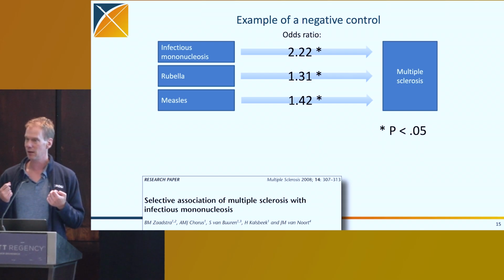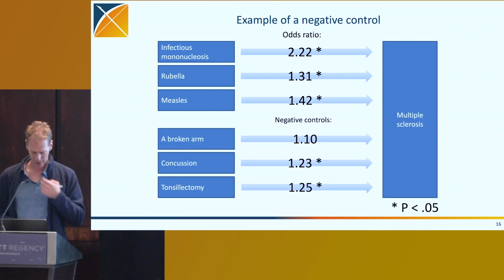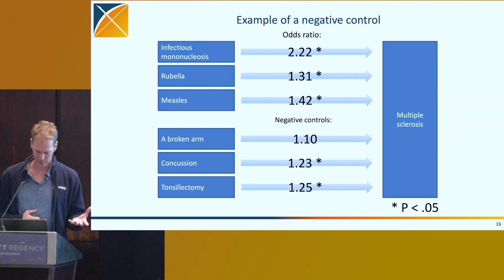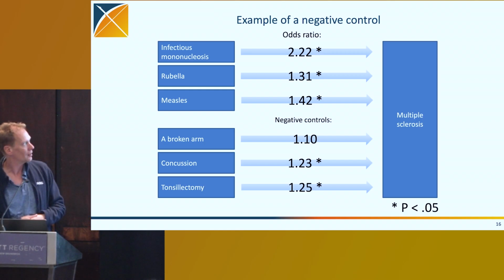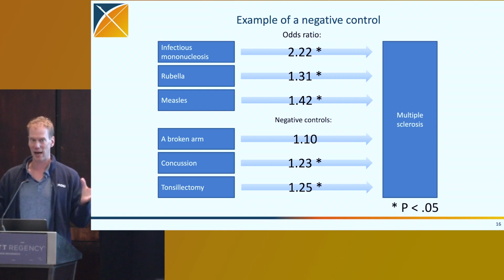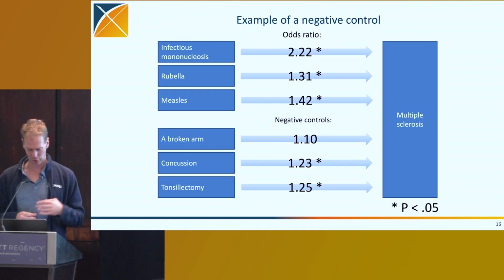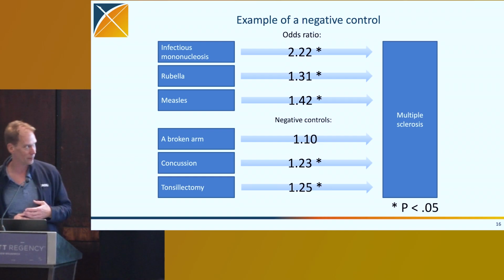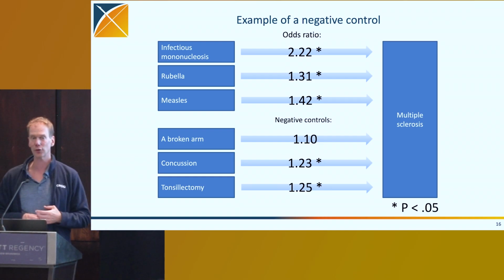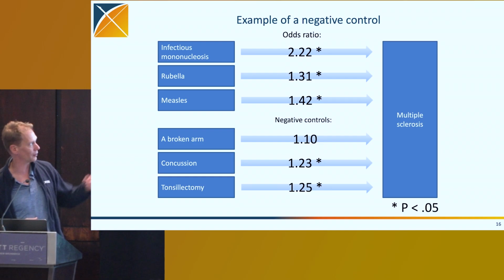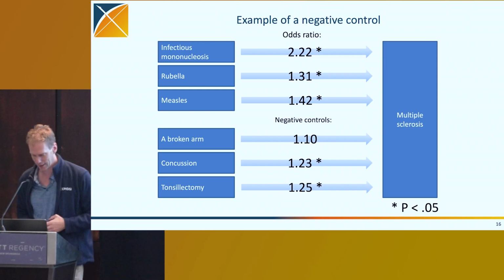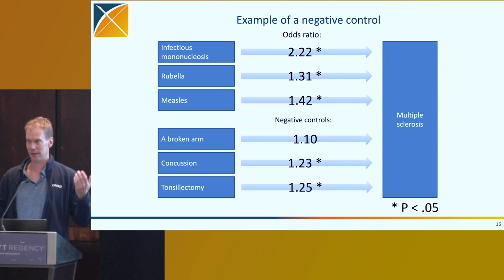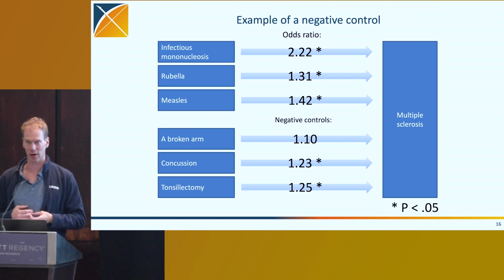But they were very uncertain about the method that they were using, and so they also included basically prior exposures or prior things that they thought could never have a true causal relationship with multiple sclerosis, so a broken arm, concussion, and tonsillectomy. And sure enough, for two of those three, they also found a significant association for concussion and tonsillectomy. And so that led them to believe, well, there must be some sort of a bias going on because we don't believe that there actually is a causal relationship.